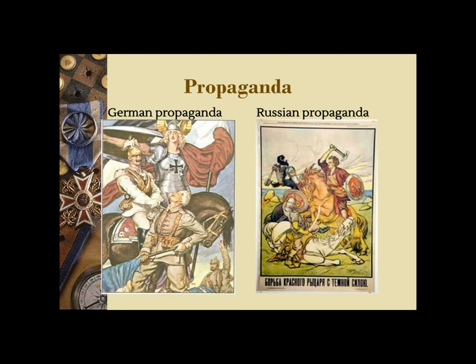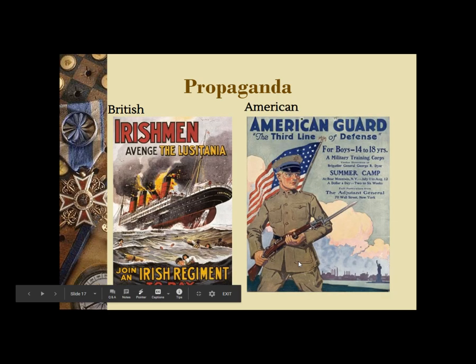From the Central Powers, we have some German propaganda here. And there's a lot of religious images you'll see in World War I propaganda as well. So you can see the angel here leading the Germans. Russian propaganda, again, is striking down the Germans as well. You can see the British trying to get Irishmen, which is part of the UK at the time, to join the war effort, join the regiment.